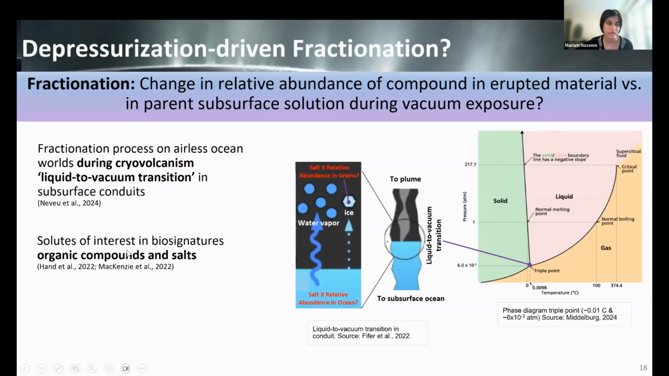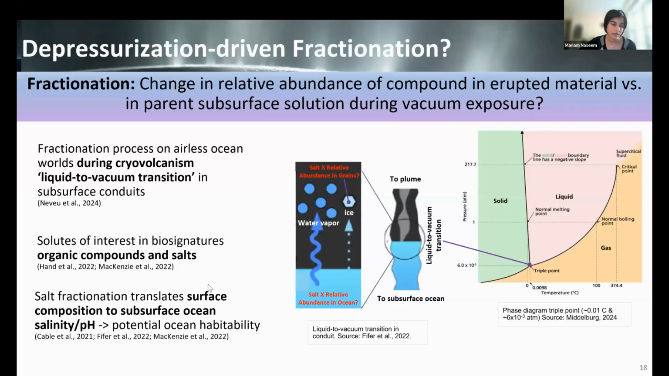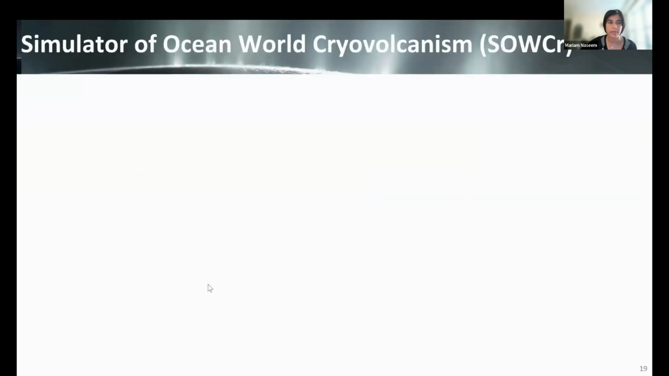And why these two classes of compounds? Because organic compounds and salts are of interest in biosignatures. So when we think about planning future mission concepts like Enceladus, one of its science objectives is, for example, thinking about the relative abundances of organic compounds that they sample in the plume or salts, and how that may tell us something about whether the signal is from biology, so a biotic signal versus abiotic, not from life. And the salts, as I mentioned, will help us understand salinity, pH, and potential ocean habitability.